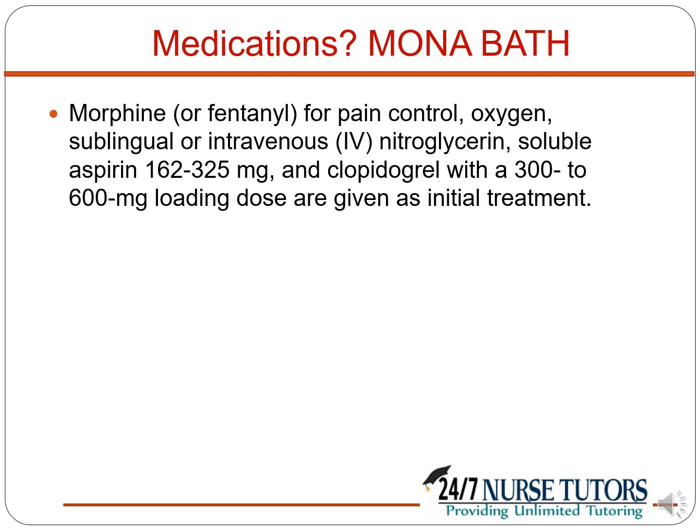However, this is not the order in which you should render treatment. You give oxygen first, then nitrates, then aspirin, then morphine. The goals are to decrease myocardial oxygen demand and increase available oxygen.